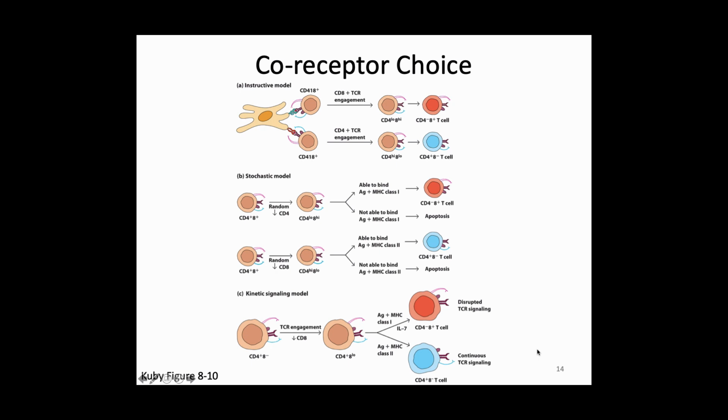There are some ideas that there is this instructive model where the cell starts out as a double positive. It sees which one it gets the better response from and then keeps that one, either CD4 or CD8, and then goes forward. There's also a model that's known as the stochastic model, where the cell randomly either upregulates CD4 or CD8 and then tests to see whether it is able to get a signal through the protein that it has made. If it does not get a signal, it undergoes apoptosis. And there are other, more complex models that have been proposed. So somehow that cell is going to choose a particular co-receptor, although the specific details of that are not completely clear.